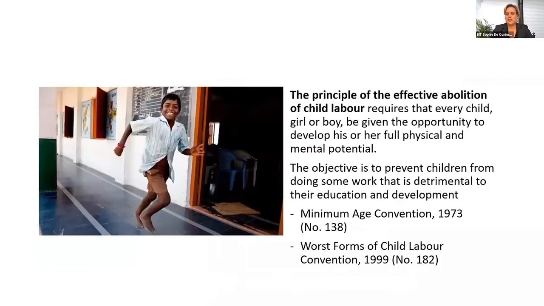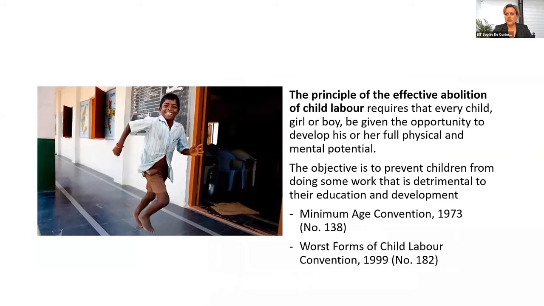So the principle of the effective abolition of child labor requires that every child, girl or boy, be given the opportunity to develop his or her full physical and mental potential. The objective is to prevent children from doing work that is detrimental to their education and development. And Ambassador Berset mentioned earlier the two fundamental ILO Conventions on child labor, which are the Minimum Age Convention number 138, which was adopted in 1973, and the Worst Forms of Child Labour Convention number 182, which was adopted in 1999.